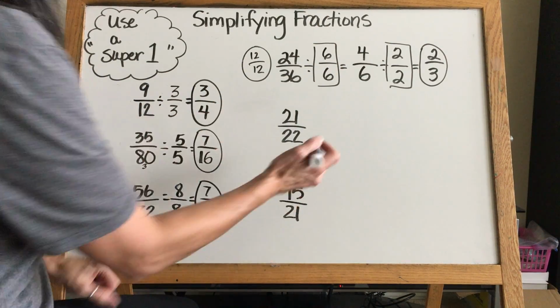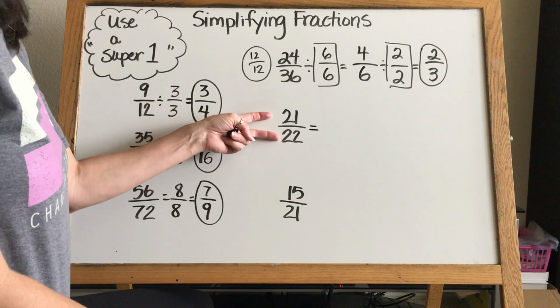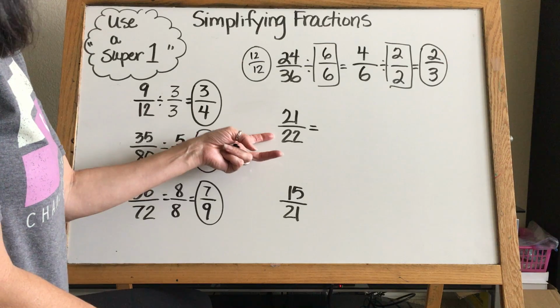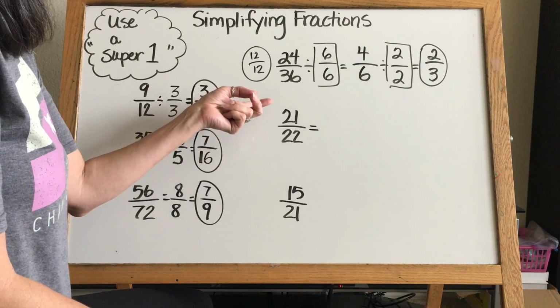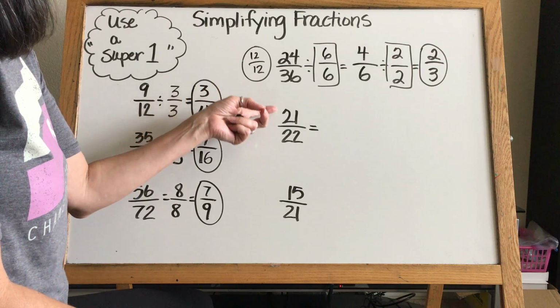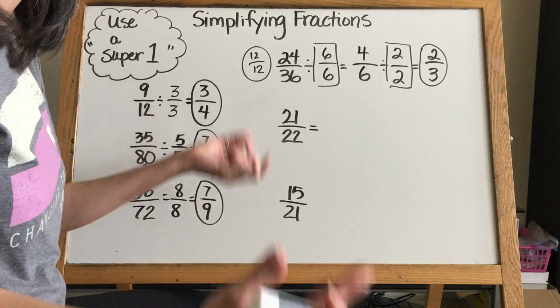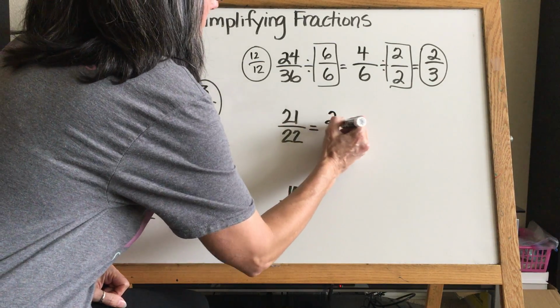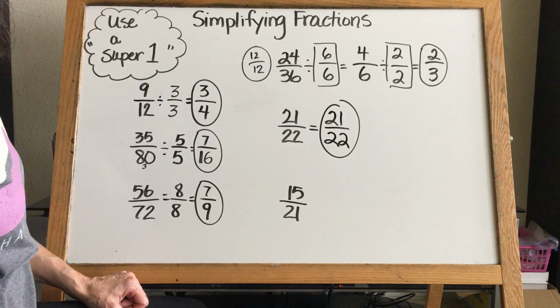All right, so we're at 21 over 22. We know 21 has 7 and 3. We know 22 has 2 and 11. But look closely, boys and girls. What do you see? If we're counting, would we say 20, 21, 22? Yes. So these 2 numbers are 1 away. Well, if they're 1 away, we know we can't reduce it. We know it's already in lowest terms, okay?